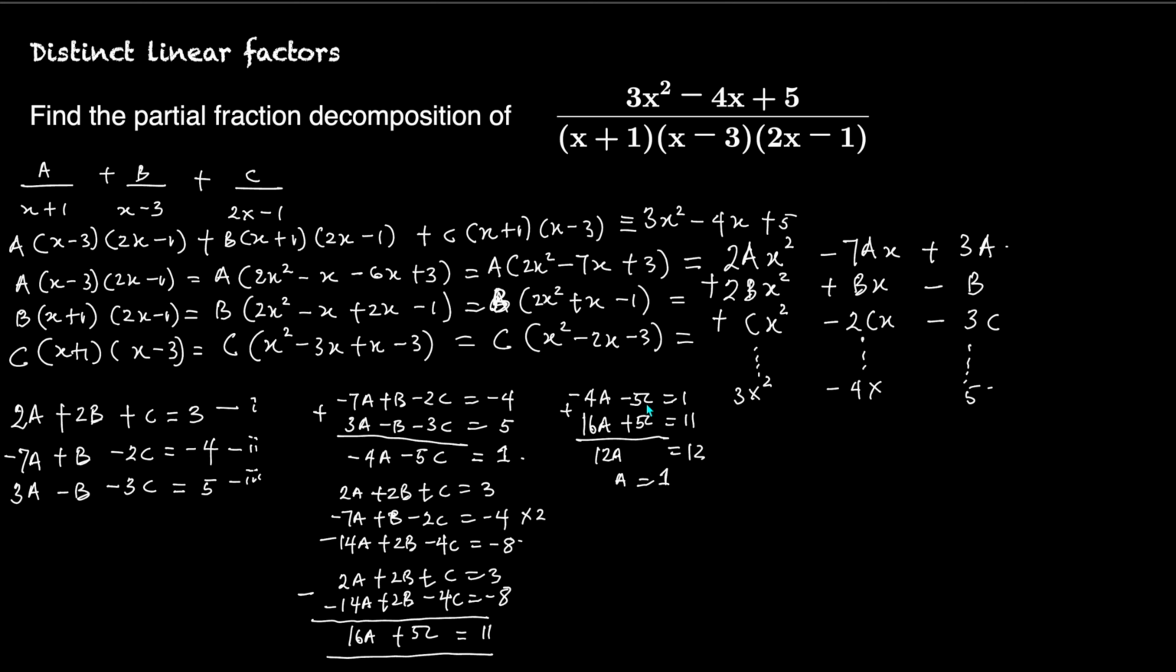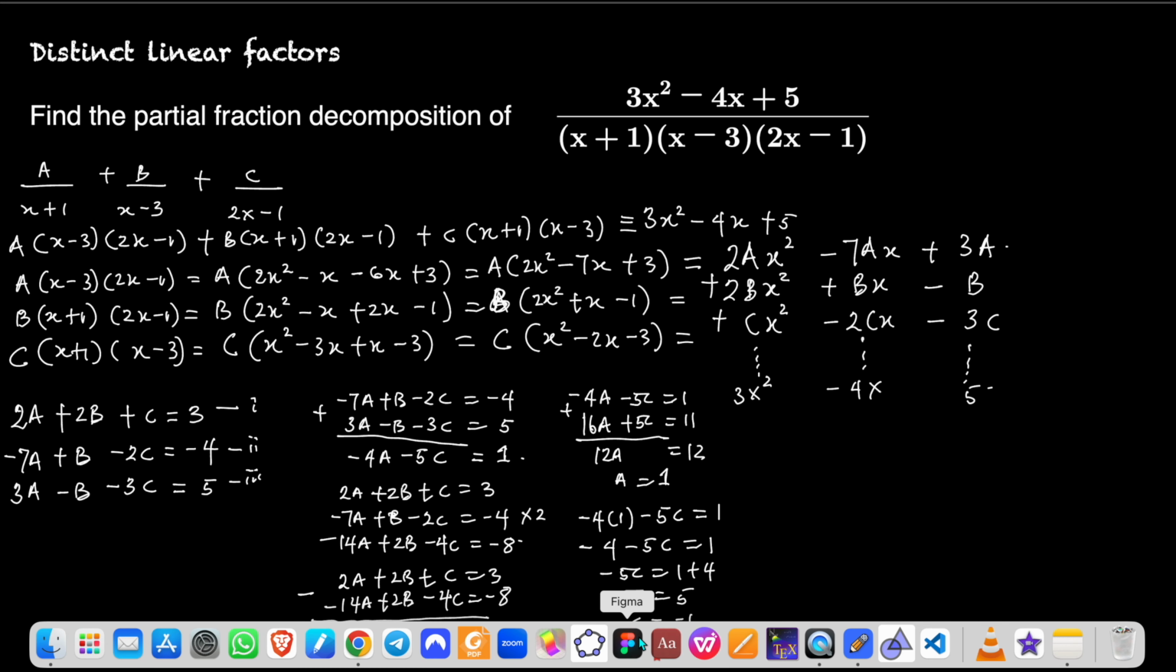negative 4a plus minus 5c equals 1. So I have negative 4 times 1 minus 5c equals 1. So this is negative 4 minus 5c equals 1. Negative 5c equals 1 plus 4, so this equals 5. So negative 5c equals 5, and c equals negative 1.